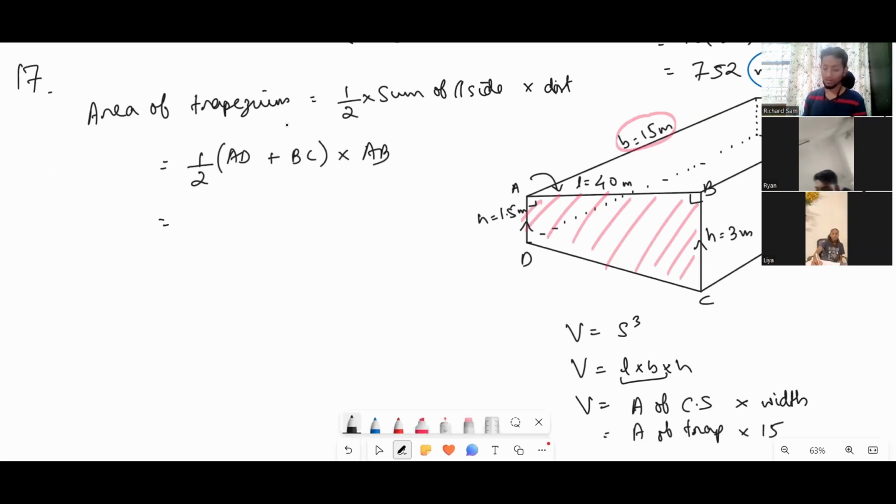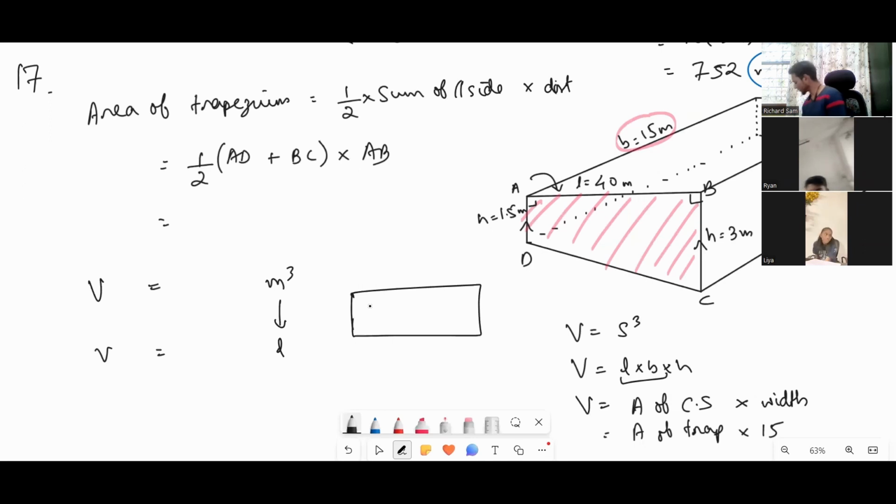By the way, you have to find the water in the swimming pool in liters. Here you'll get the volume in meter cube. You have to convert that to liters. So what is the conversion from meter cube into liters? Meter cube is such a big thing. How many liters will fit in 1 meter cube? 1,000 liters. That is your conversion. 1 meter cube is equal to 1,000 liters.